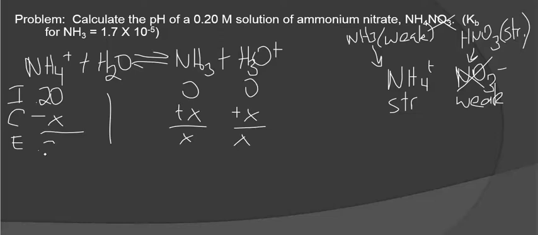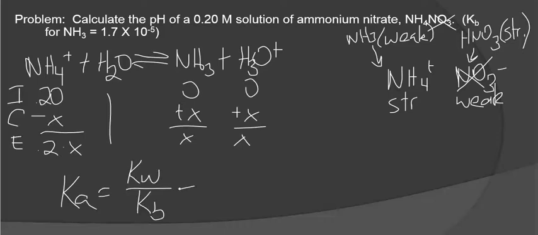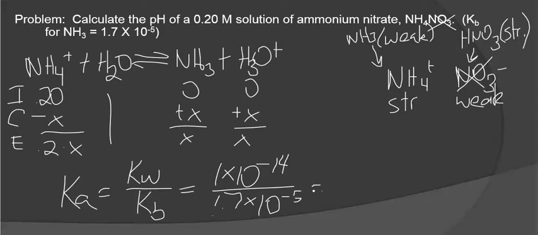We're going to use variables. Since NH4 acts as an acid, we need a Ka value. Ka can be found by taking Kw divided by Kb. Kw, 10 to the negative 14th. Kb we're given in the problem, 1.7 times 10 to the negative 5th. So Ka comes out to 5.9 times 10 to the negative 10th.